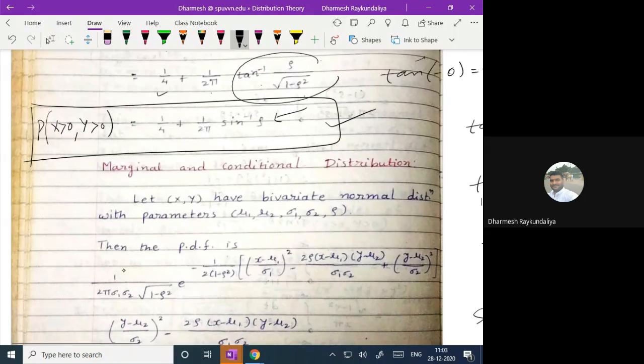If the correlation is 0, sine inverse rho is 0. So what is the probability of x greater than 0, y greater than 0? It is 1 by 4.